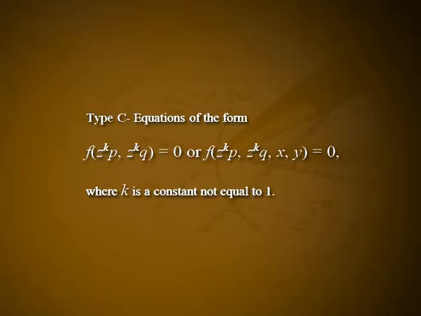Type C. Equations of the form f of z raised to k into p, z raised to k into q is equal to 0, or f of z raised to k into p, z raised to k into q, x, y is equal to 0, where k is a constant not equal to 1.